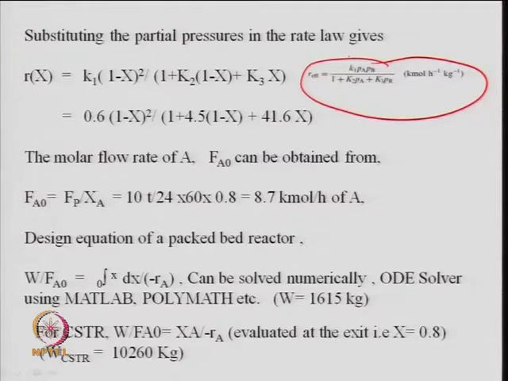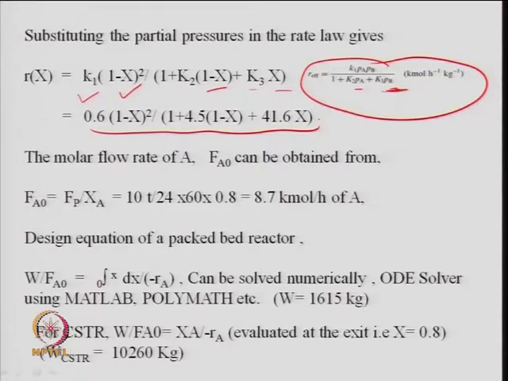So, this is the rate equation which has been determined. Substitute the values of P A, P B and P R here. Now you have K 1 P A into P B, and P A is equal to P B here. So, 1 minus x whole square divided by 1 plus K 2 P A, which is again 1 minus x, plus K 3 times P R, which is x. So, this is your rate as a function of conversion. K 1, K 2, K 3 are all known, so we have substituted these values here.